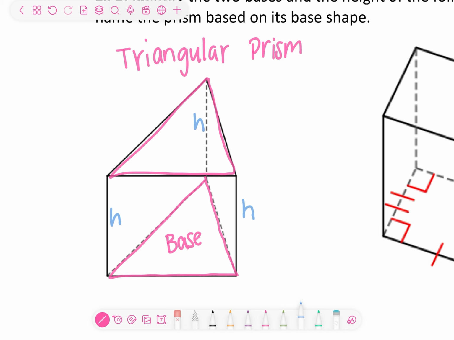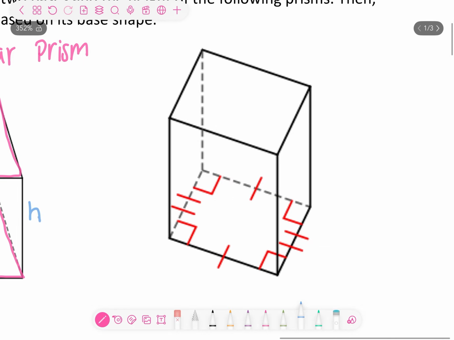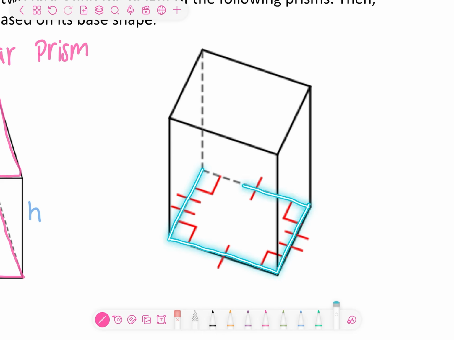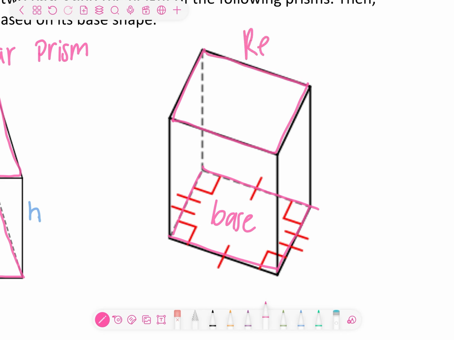Second one, go to the right. Looking at this one, the base is this one here at the bottom that has these segments labeled with tick marks, and it has right angles. That looks like a rectangle down there, so that base is a rectangle. I'm going to go ahead and trace that. The same base shows up at the top, so that's going to be a rectangular prism, because the bases are rectangles.